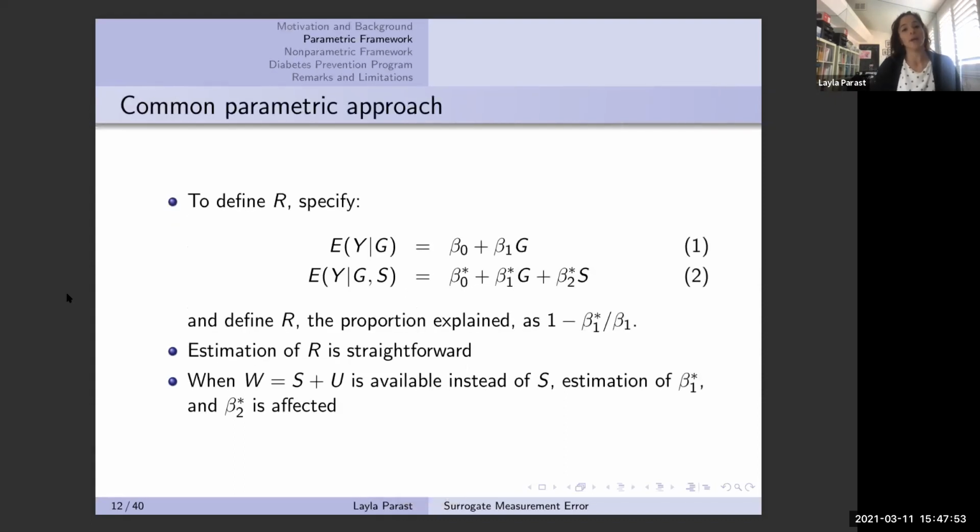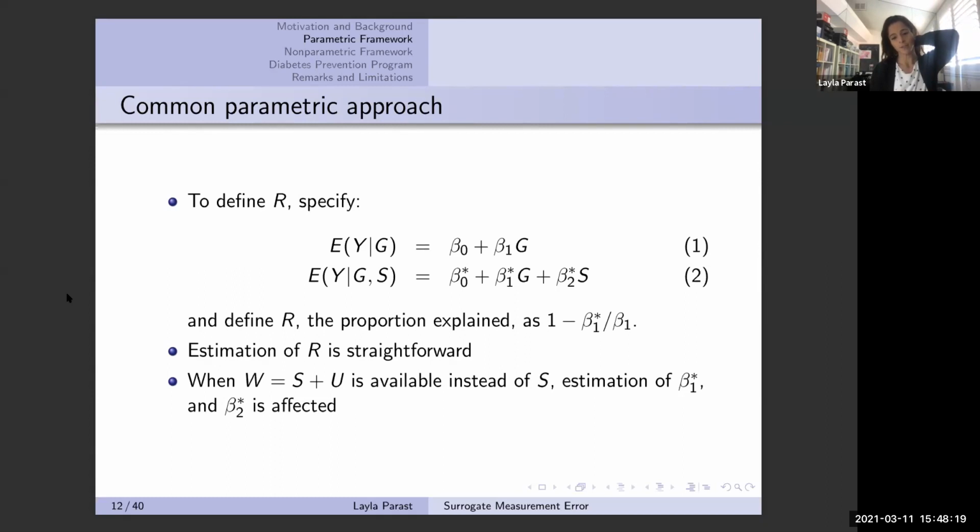So the parametric approach, or one parametric approach here, is to simply specify two regression models. This is very straightforward. You have one regression where your only predictor in the model is treatment. You have a second regression model where you throw in the surrogate marker. And so then your proportion explained is 1 minus the ratio of these two coefficients for treatment.